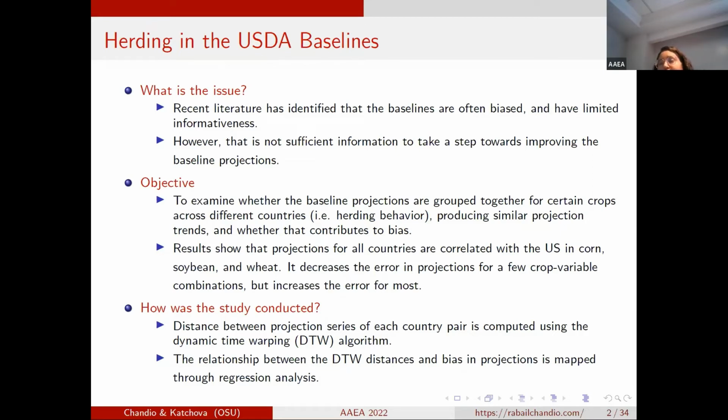So for this project specifically, what we try to examine is whether there is unnecessary grouping together happening in the projections for different regions, and whether this behavior contributes to the bias that is observed in these projections. The results, just a quick recap, show that for some crop variable combinations, that unnecessary correlation does contribute to bias. For others, that's not the case.